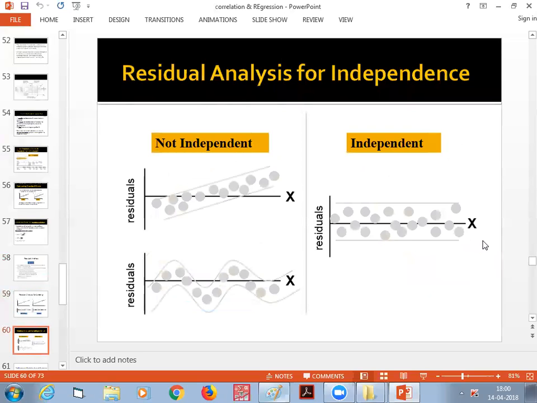Next, residual analysis for independence. How do we check whether the residuals are independent or not? In other words, we are trying to check multicollinearity of the variables. So if the residuals fall in this pattern when you plot them on a graph, or in this pattern, then it is not independent. But if the residuals fall in this format, in this pattern, you can do all these things through SPSS or any other software. You cannot do it manually. SPSS will take care of all these things. So if it falls this way, we can say that there is independence.